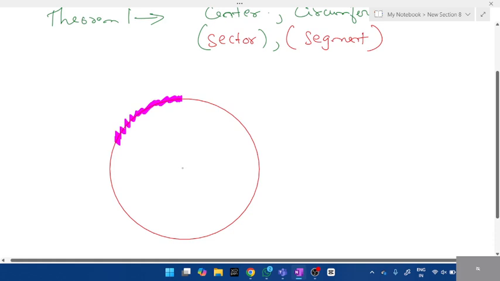Yes, fine. Next, A, B. This is an arc and a center.